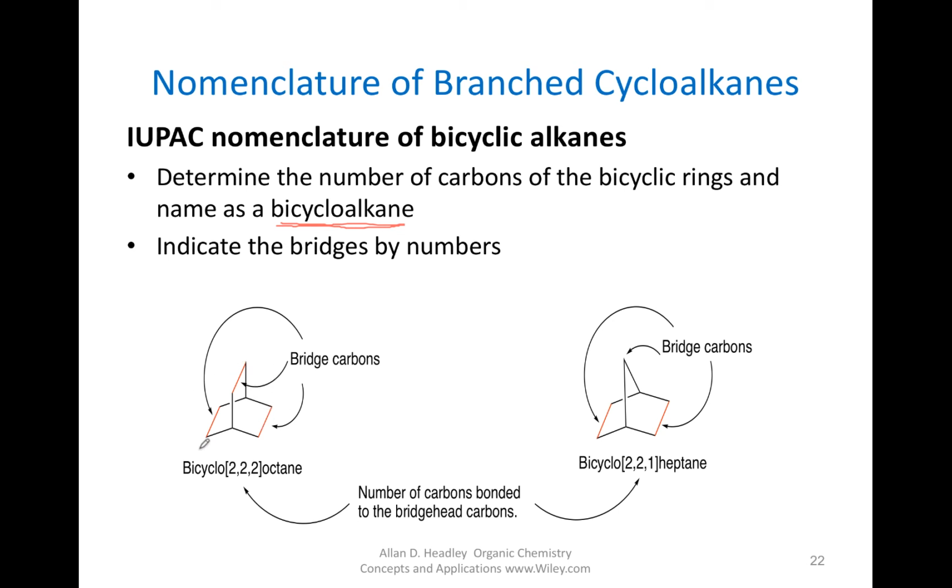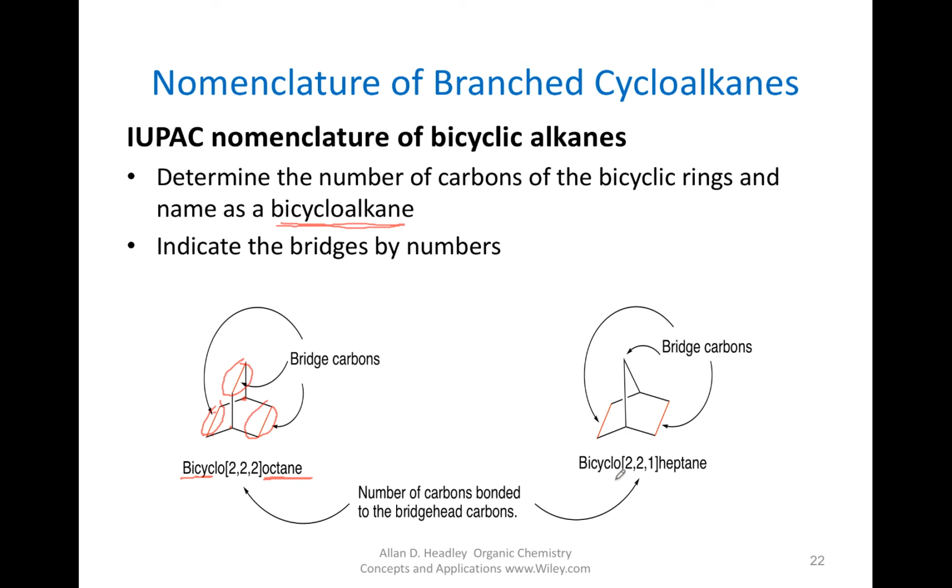Here is an example. Here we have a bicycloalkane with 1, 2, 3, 4, 5, 6. Here's the other ring, 7, 8. So it's 8 carbons. 8 carbons would represent octane. Since it's a bicyclo, it's bicyclooctane. And we'll have to indicate the position of the bridge. So this is a 2. 2 is the number of carbons in the bridge. And this is a 2. This is the bridgehead carbon here. So it's bicyclo 2, 2, 2 octane.